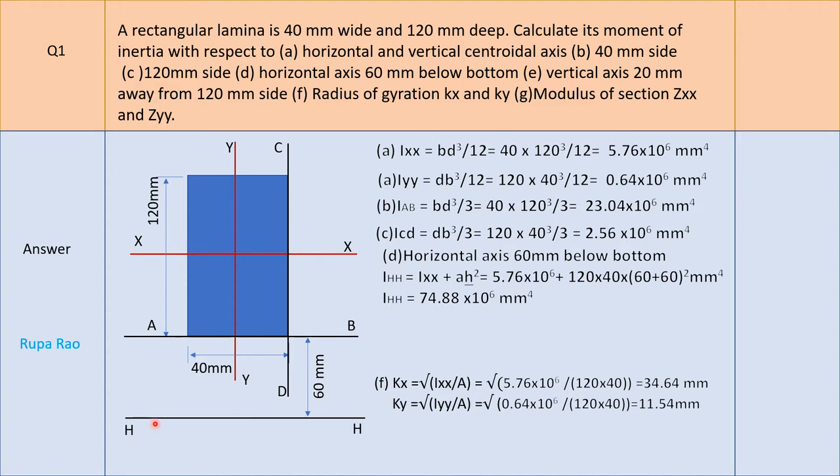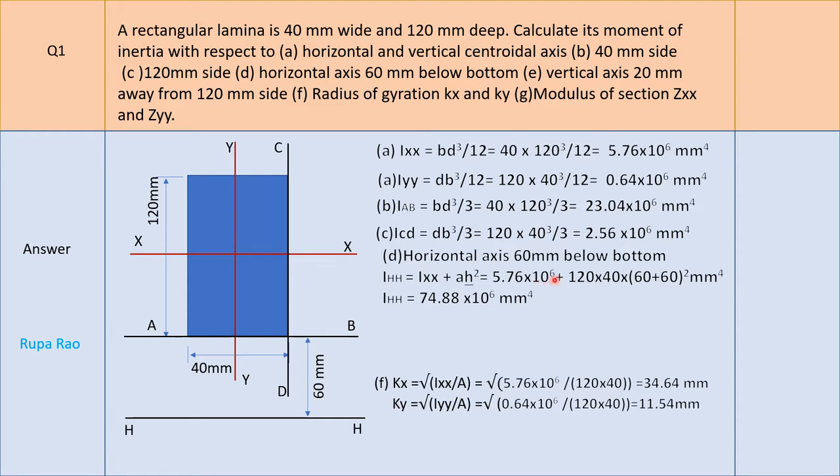Now substitute the value of Ixx from here, 5.76 into 10 raised to 6, this is Ixx plus, now area of this full rectangle will be 120 into 40 into, now h square, what is h? h is the distance between the axis XX and HH. Between these two axes, the distance is called h. Now this is the centroidal axis, and from XX to AB will be half of 120, that is 60. And from AB to HH, this is again 60. So from the axis HH up to the axis XX, this total distance will be 60 plus 60, and its square. So take the calculators in your hand and do the calculations. 5.76. Here press the button exponential in your calculator.